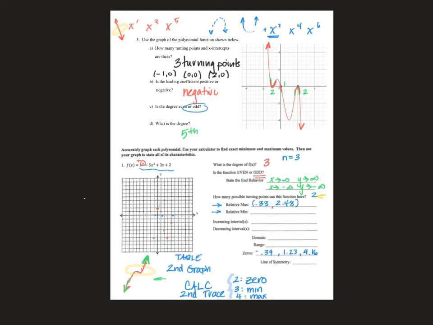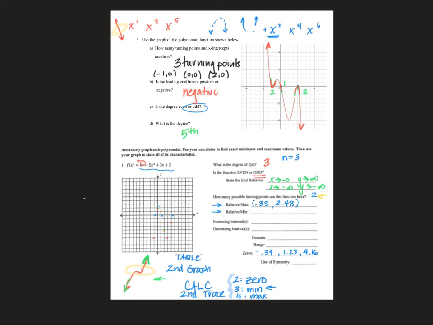All right, so I can already see what's happening on the left. You can kind of get an idea if you're connecting those points. Relative min, I see one in the 4th quadrant. Same process. Second trace. Again, now we're at our min.